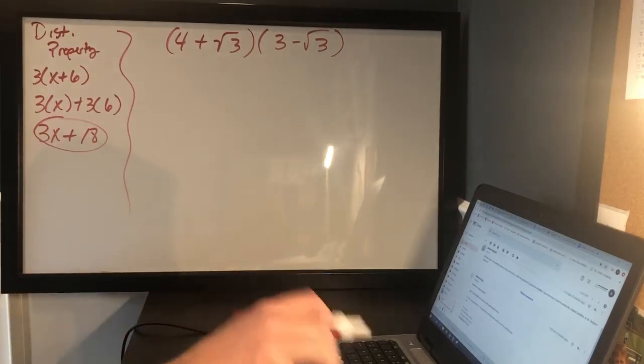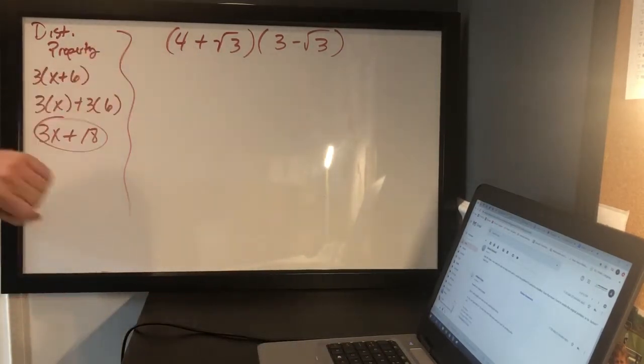We're going to talk about multiplying radical expressions. And when we do this, I want you guys to think back to distributive property, right? If we had something on the outside, we multiplied it all the way through.